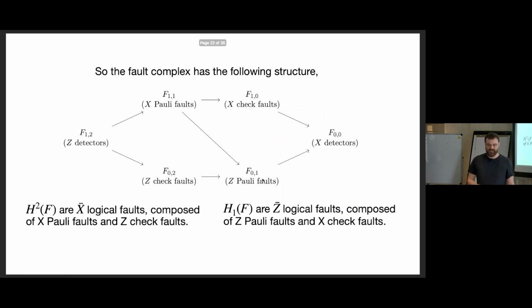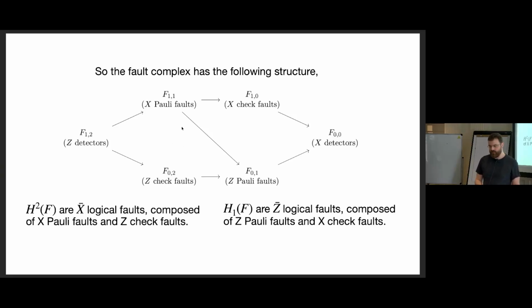Okay, so in particular, I'm going to assume that when I said I have X fault locations, this is going to be a combination of X Pauli faults, that is faults on what you can morally consider qubits, and Z check faults. And the Z detectors are going to be composed of Z checks and some state initializations, perhaps. Or sorry, have I got that the wrong way around? Basically, they need to be able to detect X Pauli faults and Z check faults.